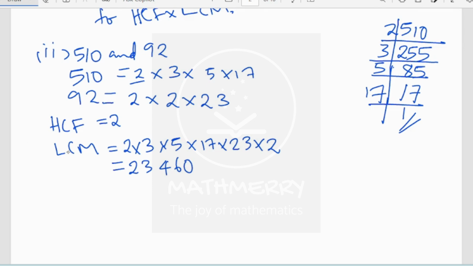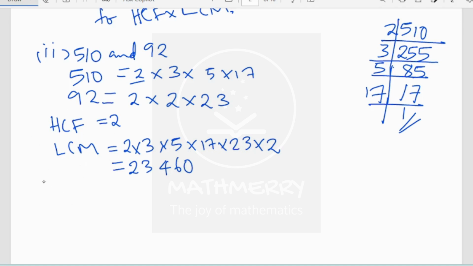Now, okay, moving further, what we need to do here is we have to find out the product of the two numbers. That means 510 into 92. Also, we have to find out the product of the LCM and HCF.